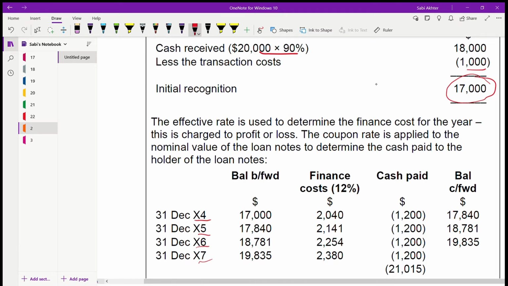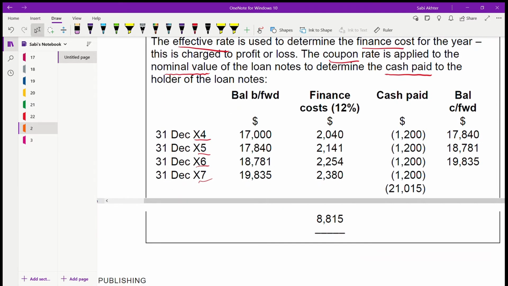Read this line. Effective rate is used to determine the finance cost. So you use the effective rate to find the finance cost, which will be in the P&L. But for the coupon, you take the nominal value, multiply by the coupon rate, and find the cash paid. Okay, so you start with 17,000, apply 12%, which is the effective rate. Again, cash paid will be 1,200.